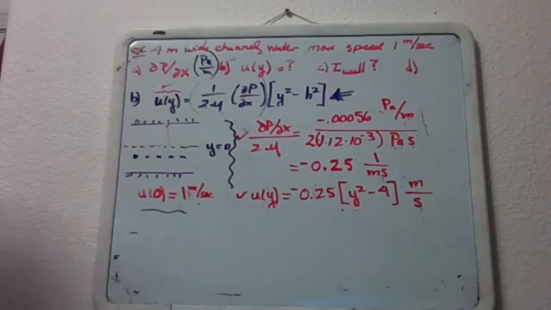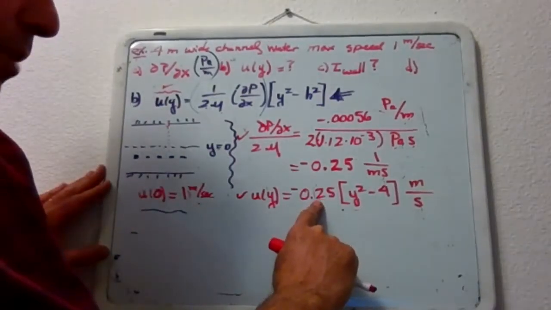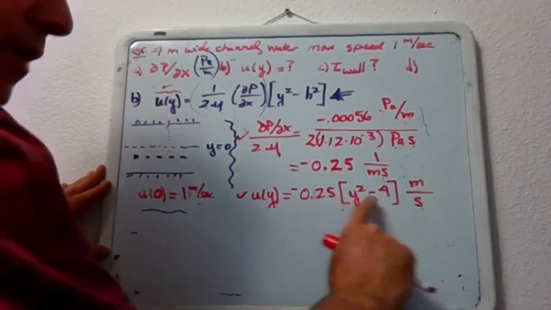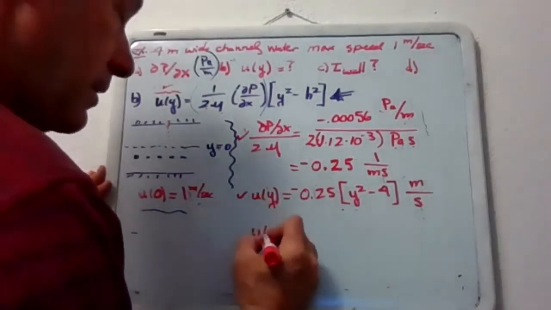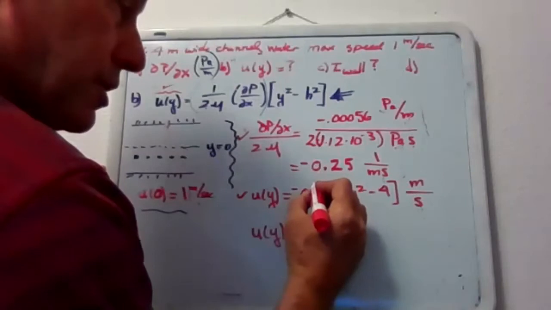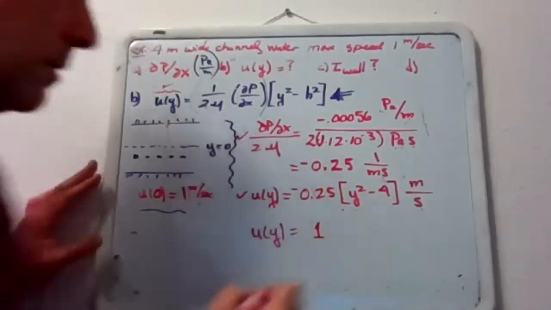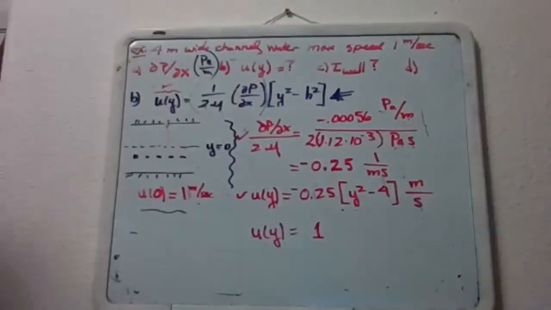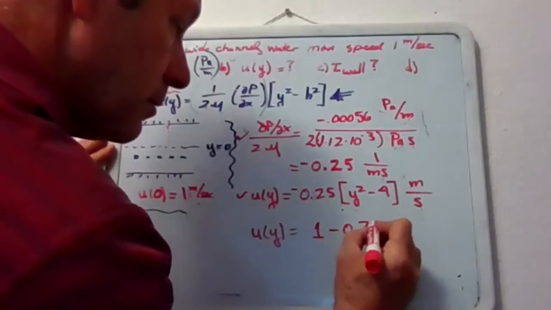What we might want to do, though, if we were just trying to simplify it, is multiply through. So negative 0.25 times negative 4 is 1. And hopefully you can see that our function is going to be equal to, just doing it using the distributive property, 1 minus 0.25 y squared.